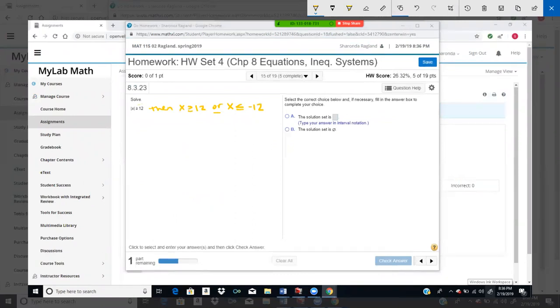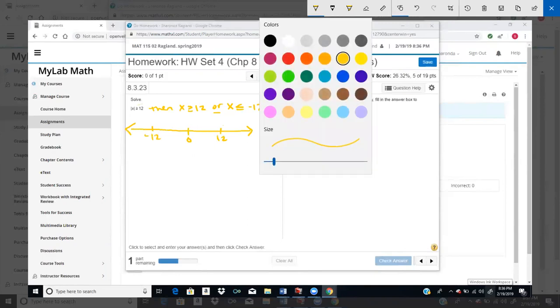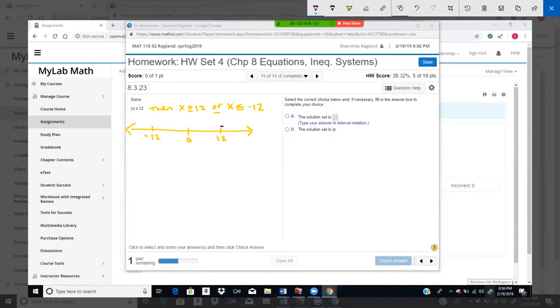So basically here, if we look at the graph, because we have to write it in interval notation, and this is an or statement. So if we look at this, this is 0, we'll say this is 12, and this is negative 12. Let's look at this one. x is greater than or equal to 12. That's including 12. So it'll be closed at 12, and then it's going to the right.